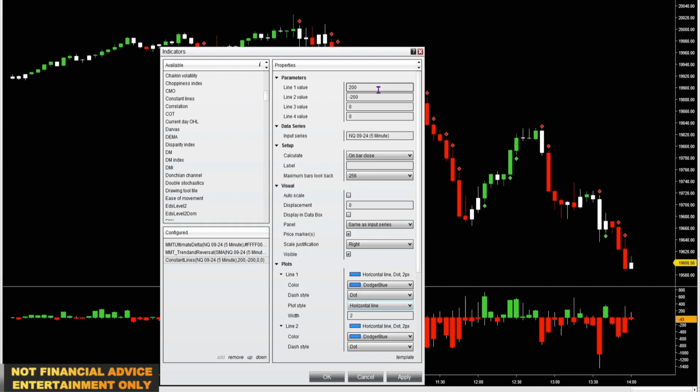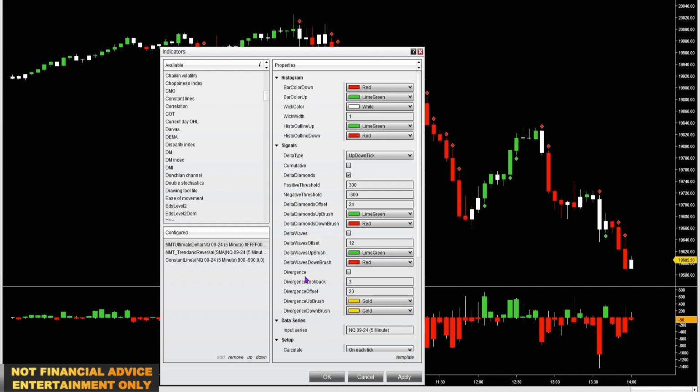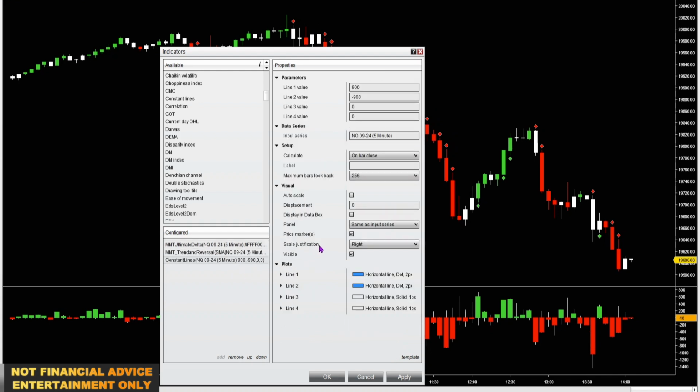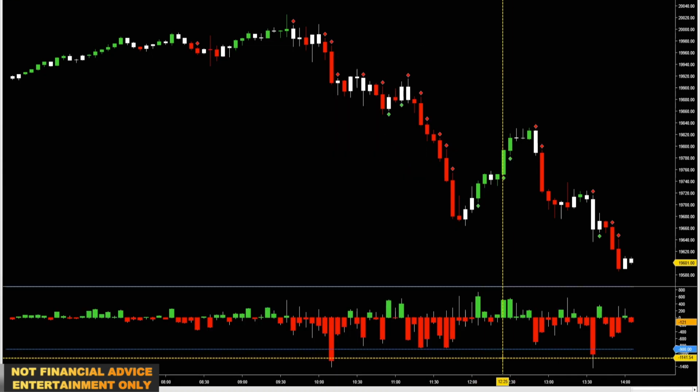And this is a 5-minute NQ chart. For the 5-minute NQ, I like to look out for extreme delta levels of 900 and negative 900. So now I just want to see which panel my Ultimate Delta is in. The Ultimate Delta is in panel number 2. So I want to put these constant lines in panel number 2. Click apply. Here's the constant lines in panel number 2.